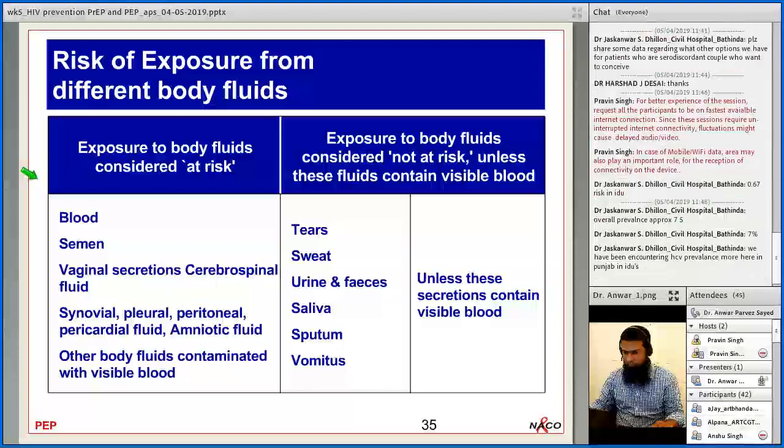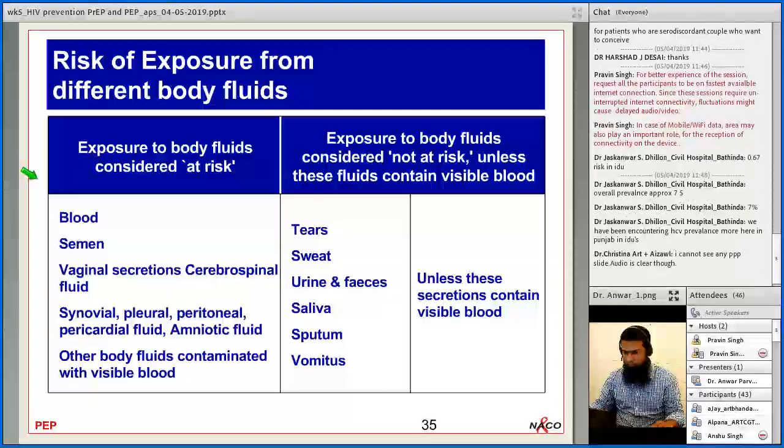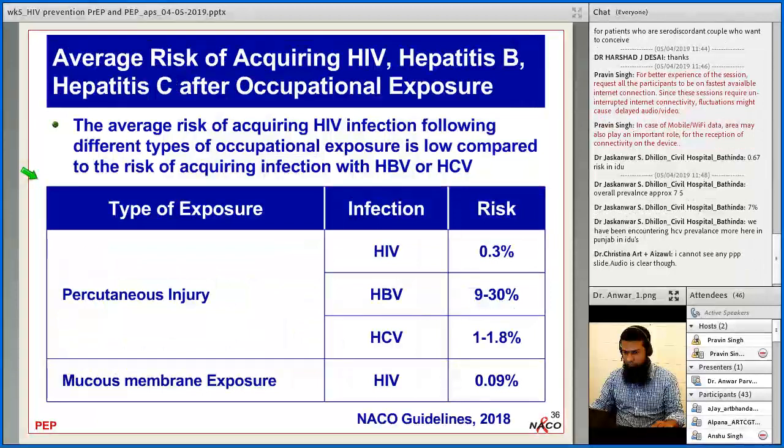Risk of exposure to body fluid: considered who are at risk. Blood, semen, vaginal secretions, synovial, pleural, peritoneal, amniotic fluid, and pericardial fluid are all considered to be potentially infectious. Other fluids like tears, sweat, urine, feces, saliva, sputum, vomitus are considered to be non-infectious unless they are stained with visible blood.